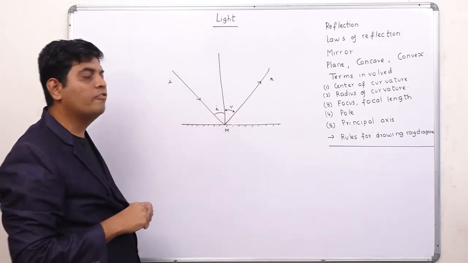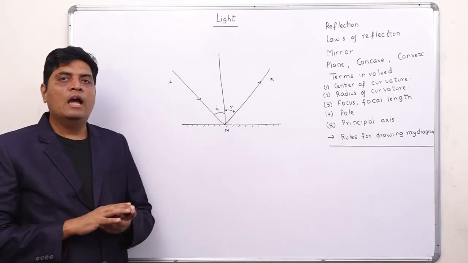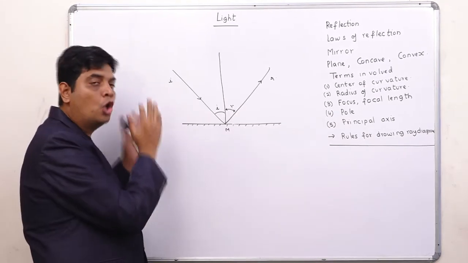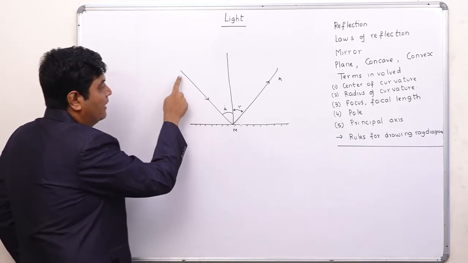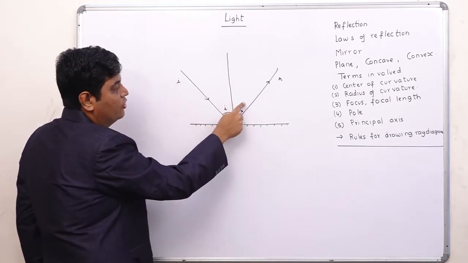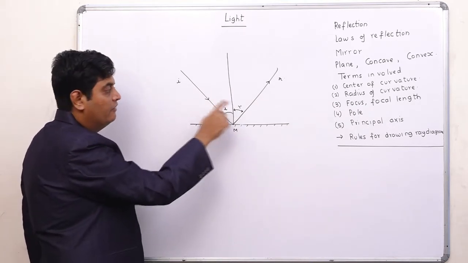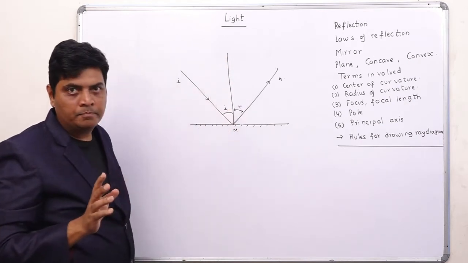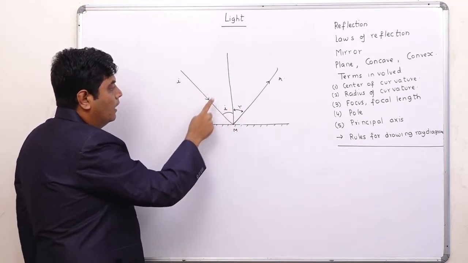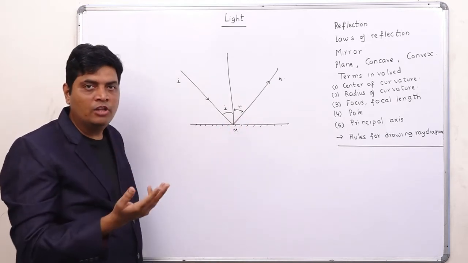Now what are the laws of reflection? Every phenomenon in which light is involved has certain laws. What is the law of reflection? We all know the angle of incidence is equal to the angle of reflection. The incident ray, the reflected ray and the normal lie in the same plane. Incident ray and reflected ray are on the opposite side of the normal.